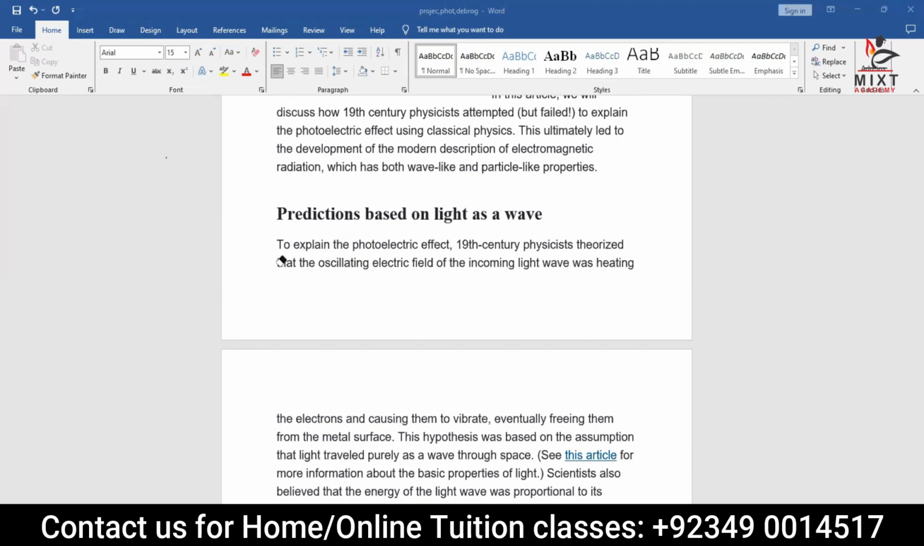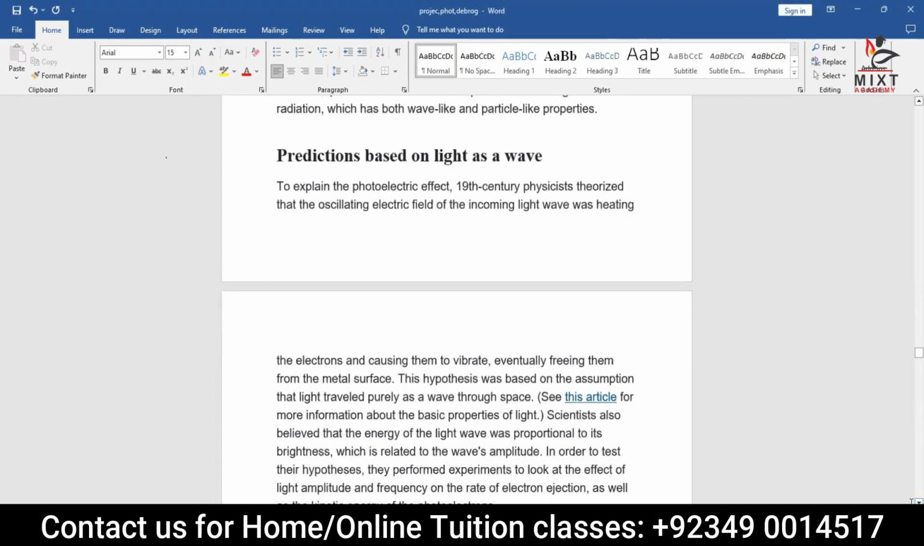To explain the photoelectric effect, 19th century physicists theorized that light is a wave, so that the electric field of the incoming light wave was heating the electrons and causing them to vibrate, and eventually freeing them from the metal surface.